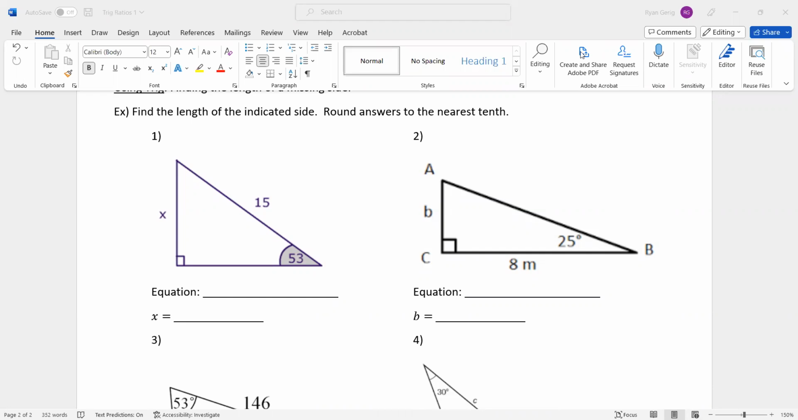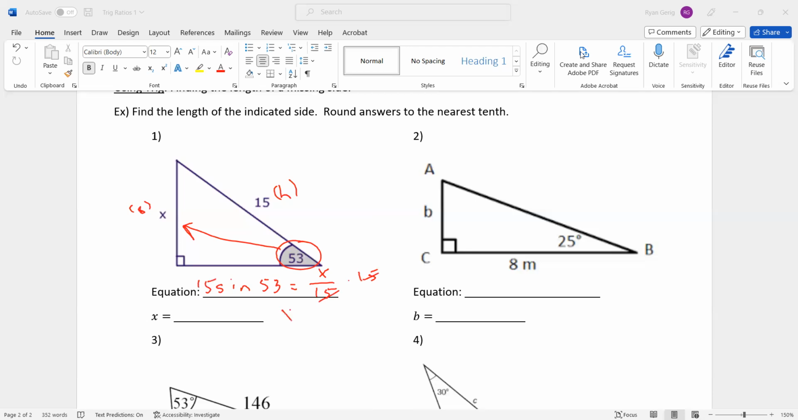All right, so what I'm doing here is I'm looking, I have 53 degrees here. I see that. And then I see that I have the side opposite and I have the hypotenuse. Which trig function deals with opposite and hypotenuse? That would be sine. So I say the sine of the angle, and the angle here is 53, equals the opposite side, x, over the hypotenuse, 15. That is the equation that I want you to write down. Now, what you do to solve it, I want to get x by itself, so I'm just going to multiply both sides by 15.